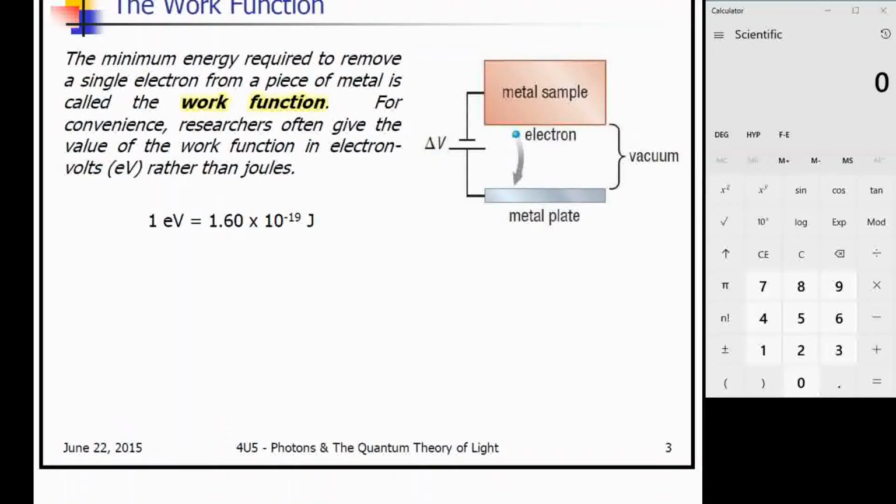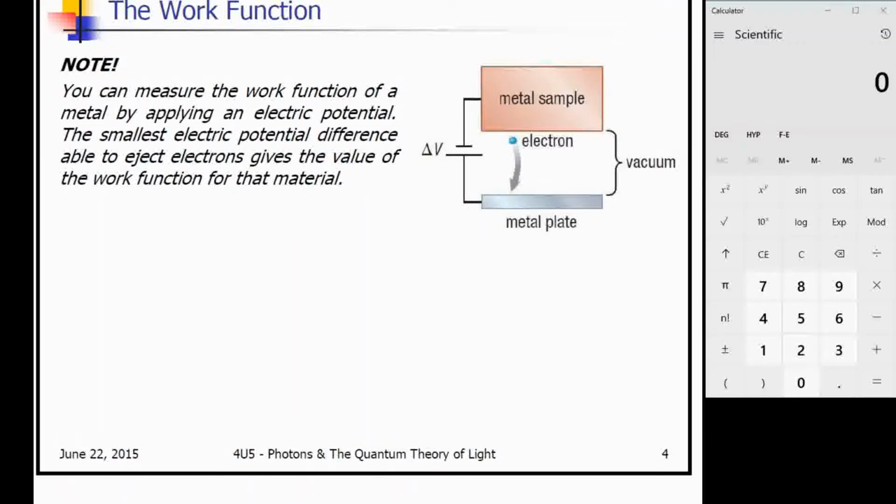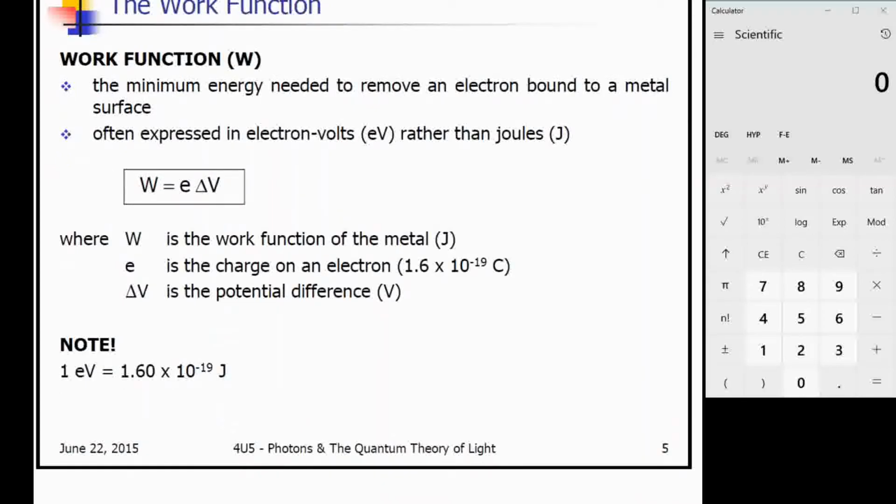So this is what we call the work function of a metal: how much energy is needed to start emitting electrons. You can measure the work function of a metal by applying an electric potential, a voltage, and the smallest electric potential difference that's able to emit electrons will give you the work function of the metal. In this image, you see a metal sample, and we're applying a potential difference between the metal sample and the metal plate. If we have a vacuum in between, which would eliminate any other sources of interference, then when we set our potential difference to the smallest possible value that will have one electron be emitted, that works out to be the work function of that metal. So I'd like you to copy this slide down.